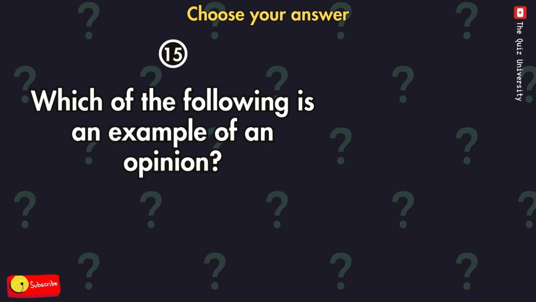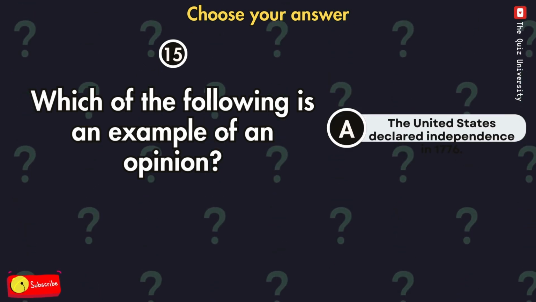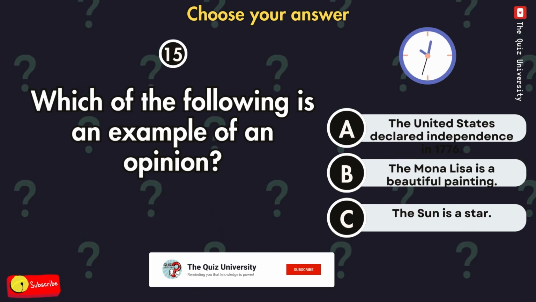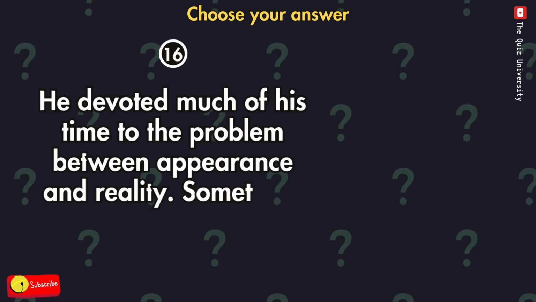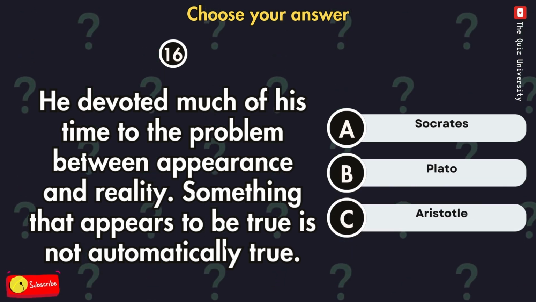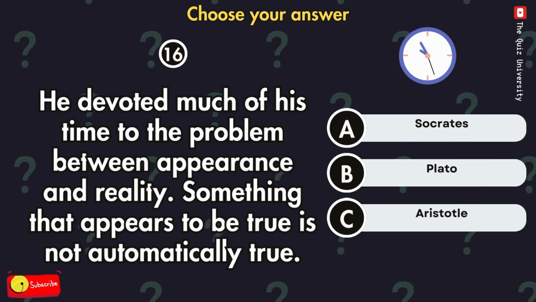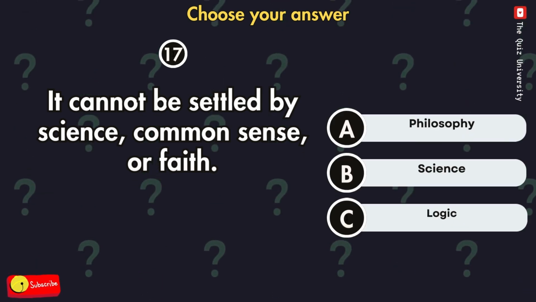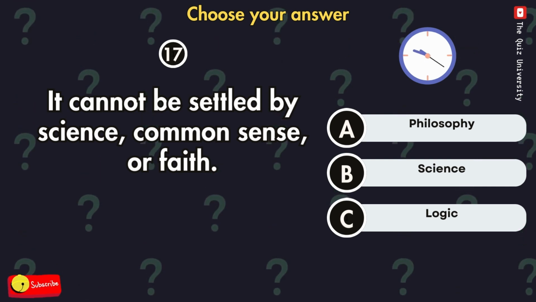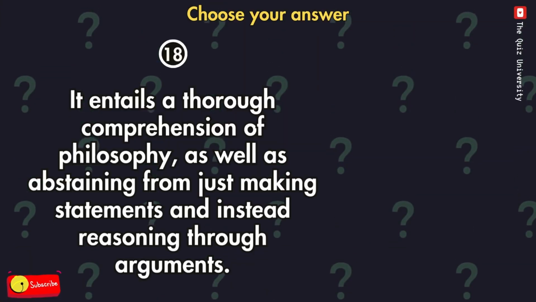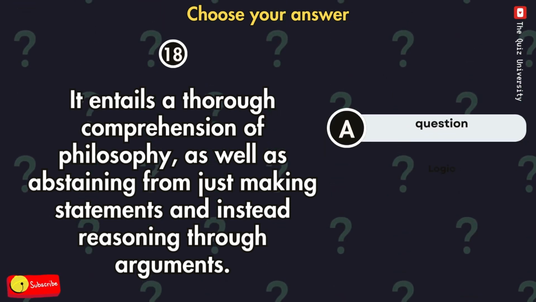Which of the following is an example of an opinion? He devoted much of his time to the problem between appearance and reality. Something that appears to be true is not automatically true. It cannot be settled by science, common sense, or faith. It entails a thorough comprehension of philosophy, as well as abstaining from just making statements and instead reasoning through arguments.